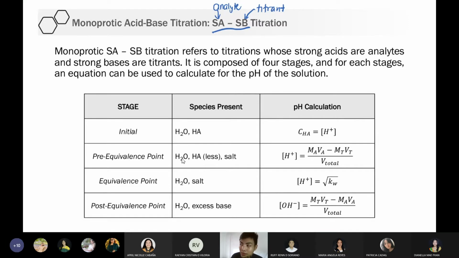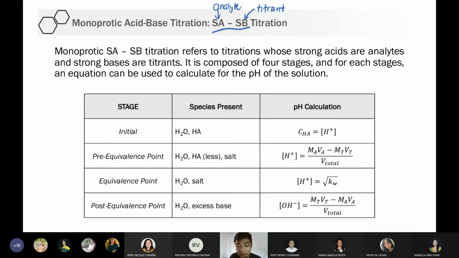Okay? So, ito yung mga species present in our Erlenmeyer flask. We have the water, syempre, as the universal solvent. We have the HA na nabawasan kasi nag-react siya with the base, and the salt produced by the neutralization reaction. Okay? So, since nabawasan na yung acid ko, so for me to get the concentration of the acid sa solution, I will use this formula. O, ano ganap na ito, sir? Bakit naging ganyan yan? Okay.